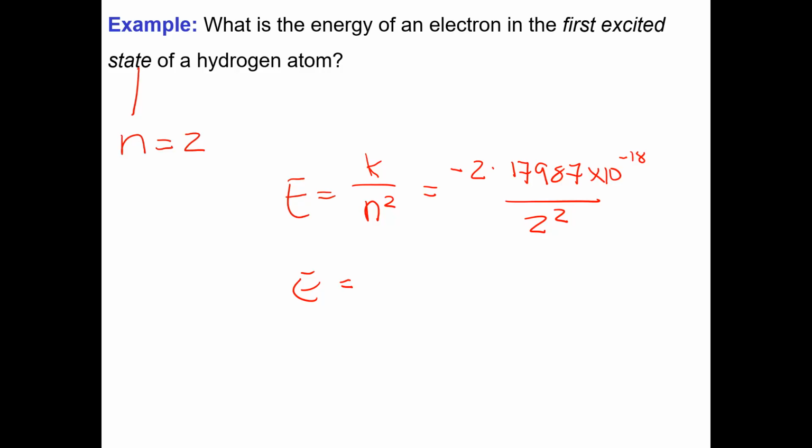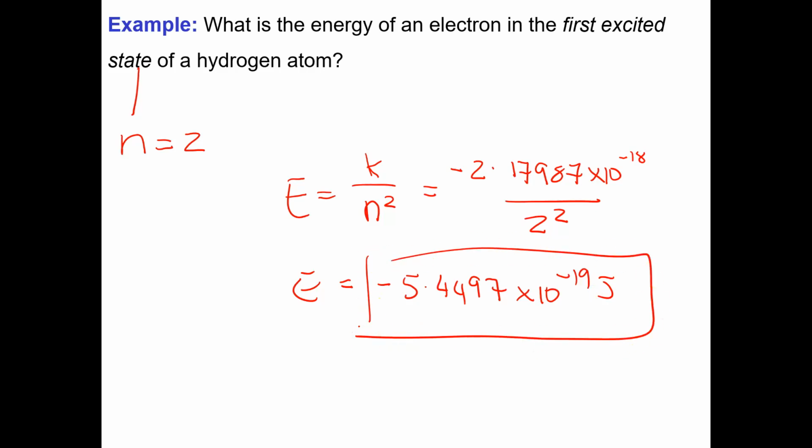So minus 2.17987 by 10 to the minus 18 divided by 2 squared. And sure enough, it gives me minus 5.4497 times 10 to the minus 19 joules. And that's a typical value. Okay, so now we can calculate the energy of an electron in any orbit of the hydrogen atom.